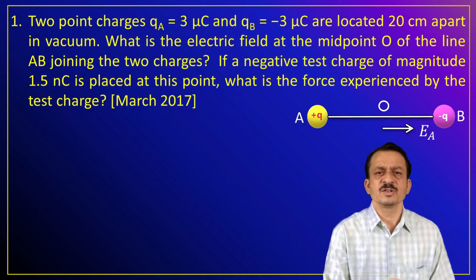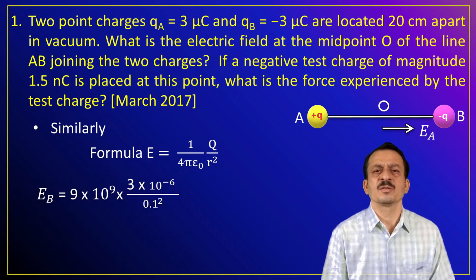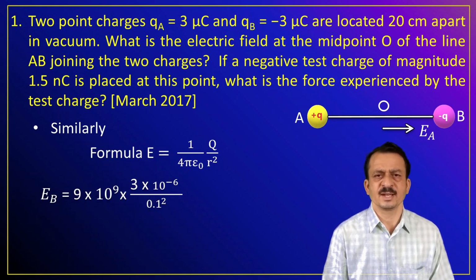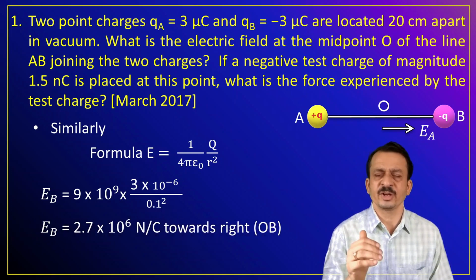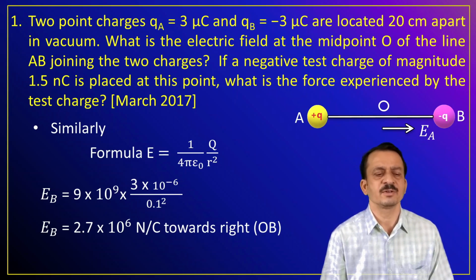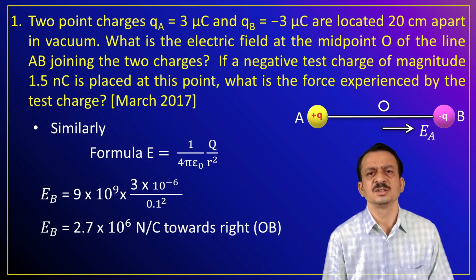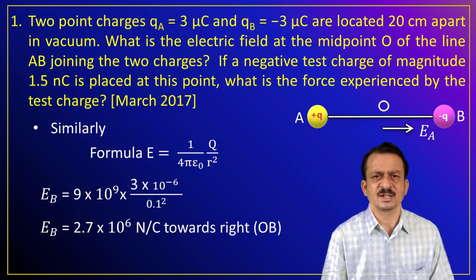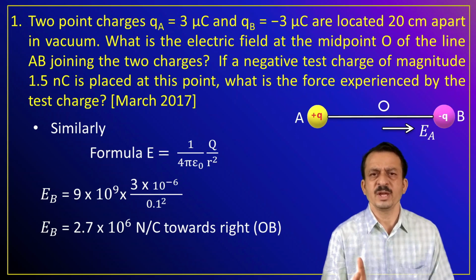For the negative charge, since the charges have the same magnitude, the expression for the electric field is the same. The formula remains the same, and substituting the values we get the same electric field. The magnitude of the electric field is the same: EB is equal to 2.7 into 10 to the power of 6 newton per coulomb. What is the direction of this electric field? Since it is a negative charge, it is radially inwards. That means it is once again towards the right side, that is along OB.